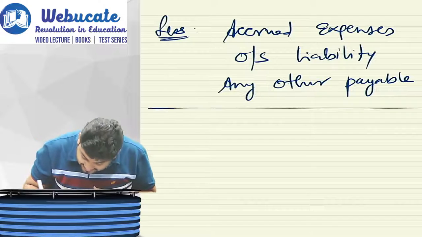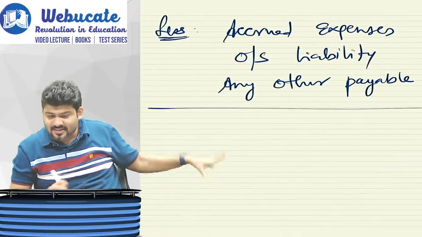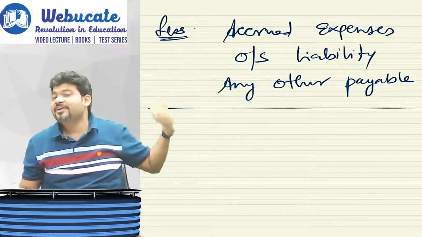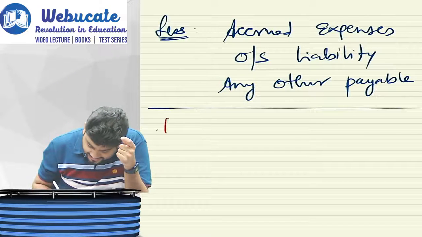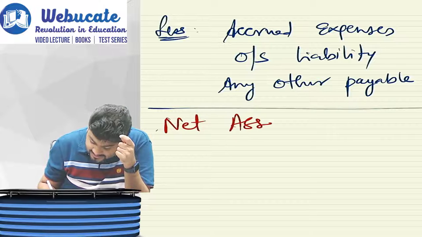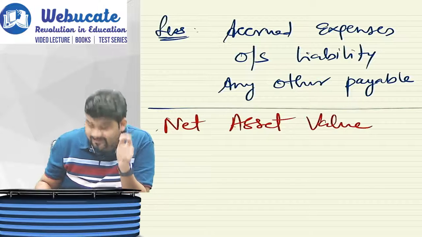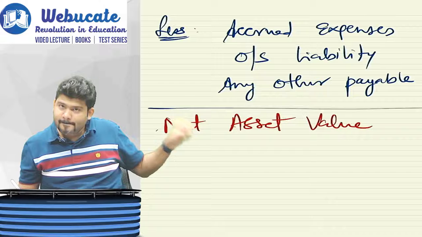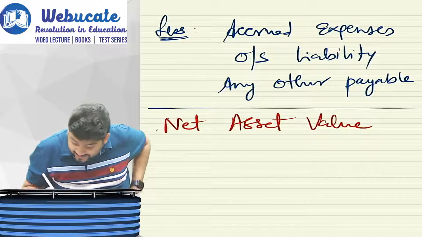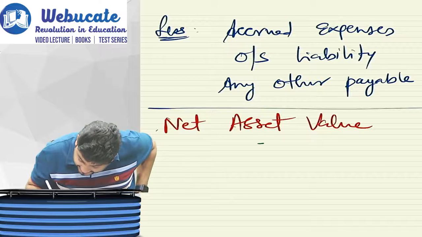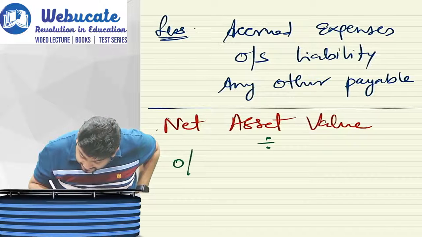And basically, all the assets less the liabilities, when you do that, you call this the net asset. But this net asset is based on market value, and hence the name. This net asset value is in totality, when we divide this net asset by the outstanding number of units.